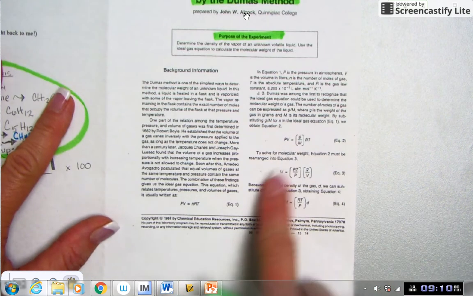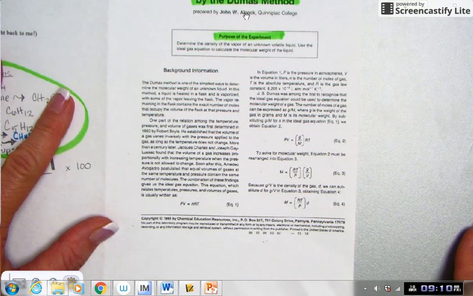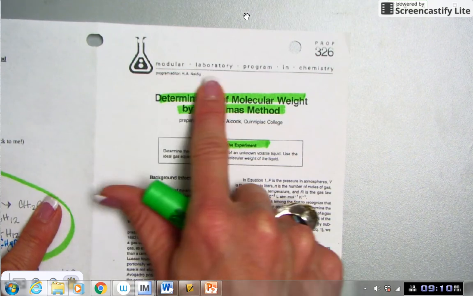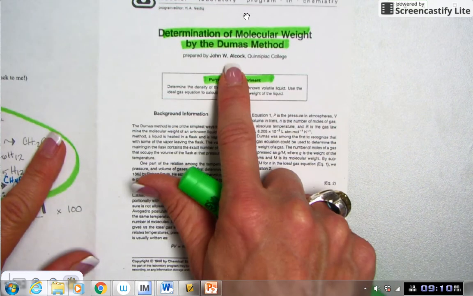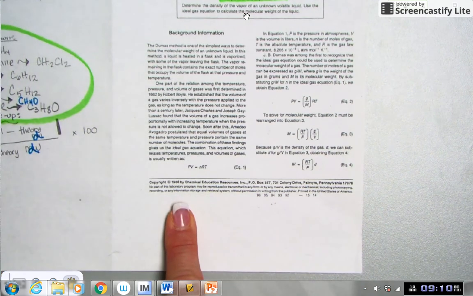Here's your purpose. Remember, you can quote your purpose directly from the lab sheet. And for an idea on what may be included in discussion, you can read through this background information here. That will give you an idea of the theme that you would want to use, and you can use this as one of your sources if you choose to. The source came from the Modular Laboratory Program in Chemistry. The author was John W. Alcock, and the copyright information is here at the bottom as well.